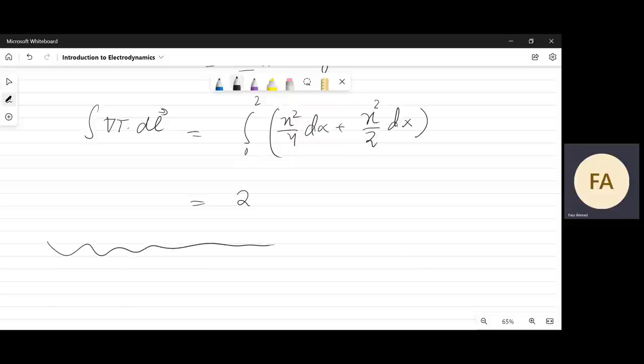So in the next lecture we will continue with the fundamental theorem for divergence.